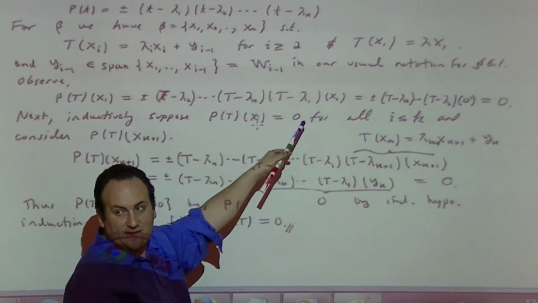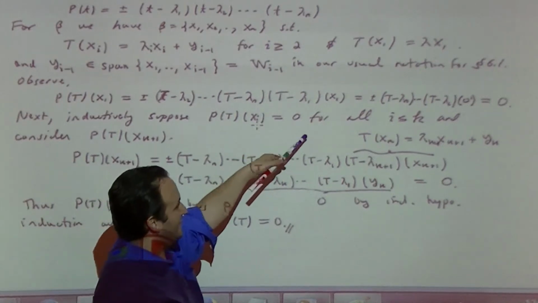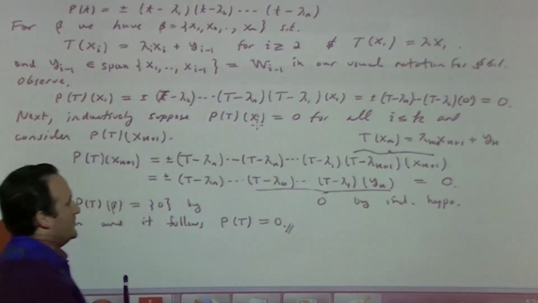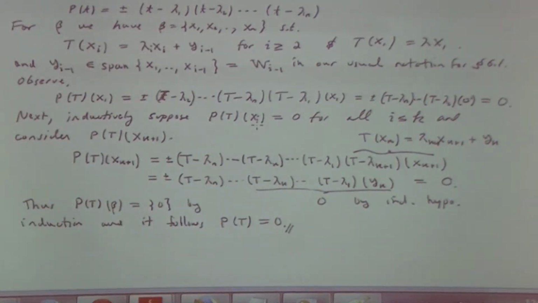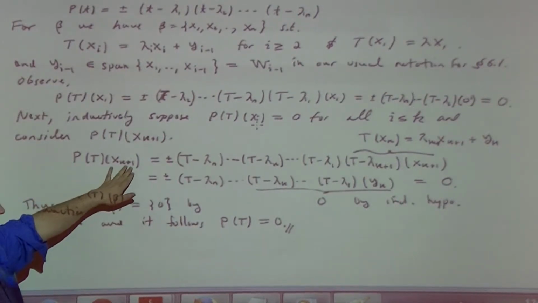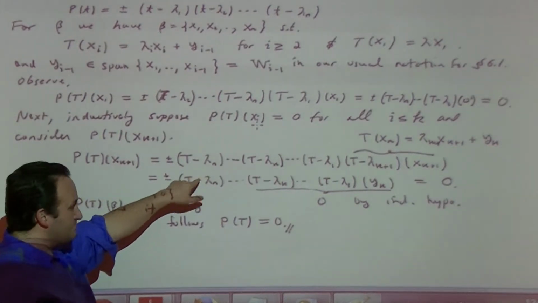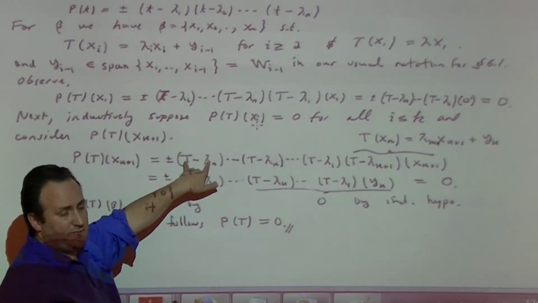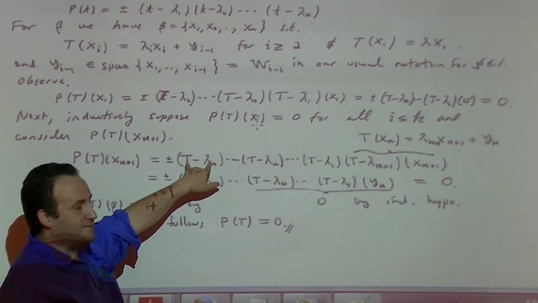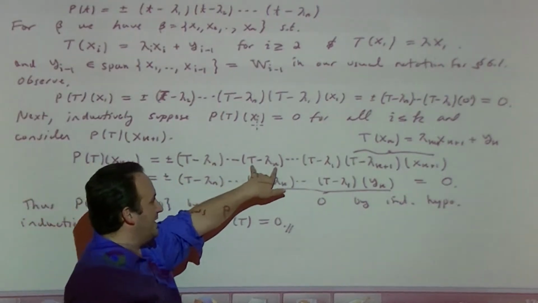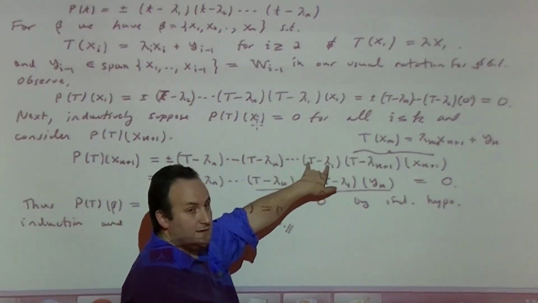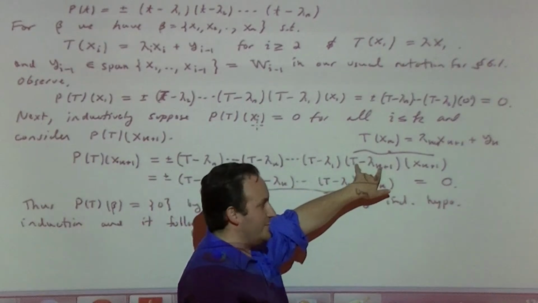Here's an example of strong induction. Landon, I was looking for one for you. Here's an actual strong induction example. So I'm going to suppose that we have shown that p of T is equal to 0 for all i from 1 to k. Then we're going to look at k plus 1. All right, so for x k plus 1, I just reorder the factors. So I've got the factors from n minus 1 at the front, and then I've got my k all the way down to 1 here. And I just put the k plus 1 factor over here because I want that to hit this first.